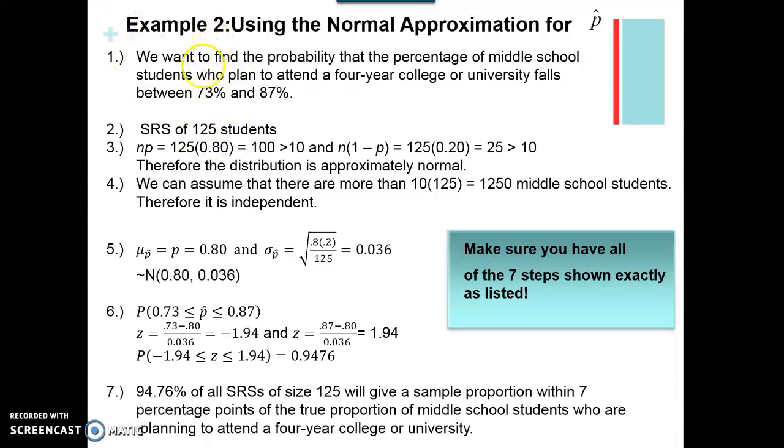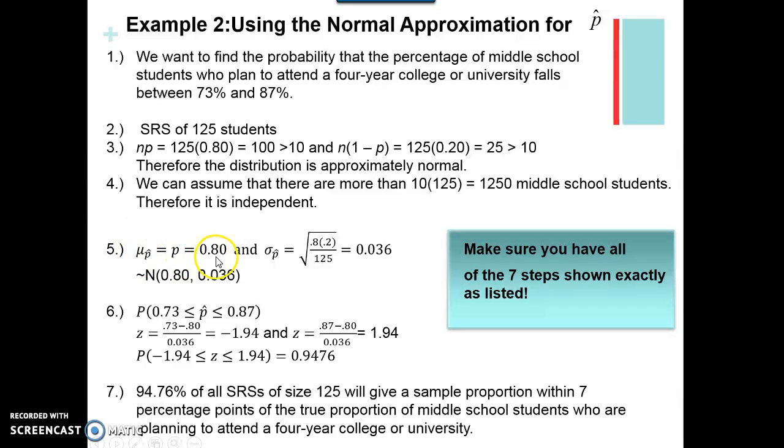Here are my assumptions and conditions. Simple random sample of 125 students. Notice that is in context. I did not just say SRS. Here are your conditions for your normal assumption. Make sure they're plugged in, and you make the statement, therefore the distribution is approximately normal. The independence condition: we assume that there are more than 10 times 125, or 1250, middle school students. Notice I'm stating, therefore it's independent.